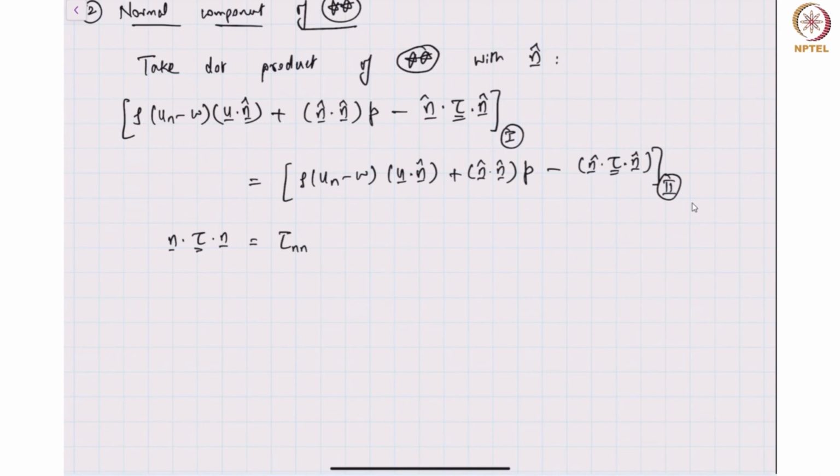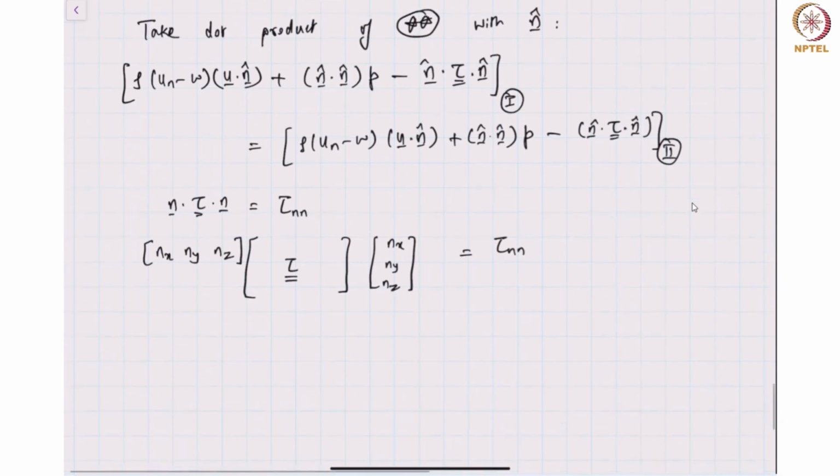If you were interested in determining how to calculate this from a matrix notation, it will be something like nx, ny, nz. These are the normal components of the vector, multiplied by the tensor tau. This will be a 3 by 3 matrix, multiplied by nx, ny, nz. And this will give me tau nn.